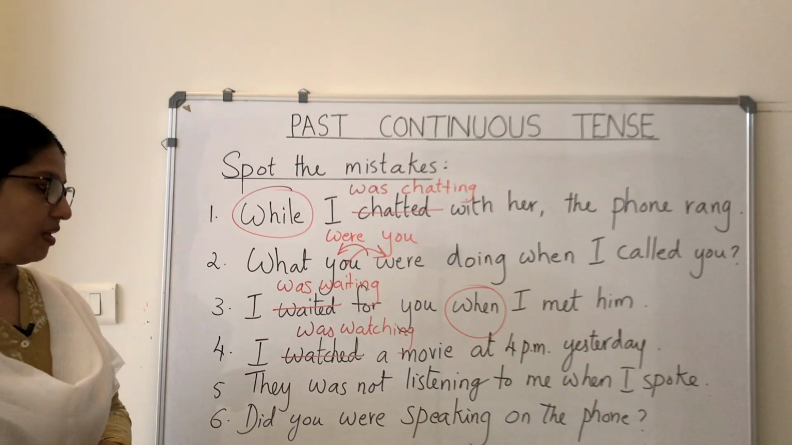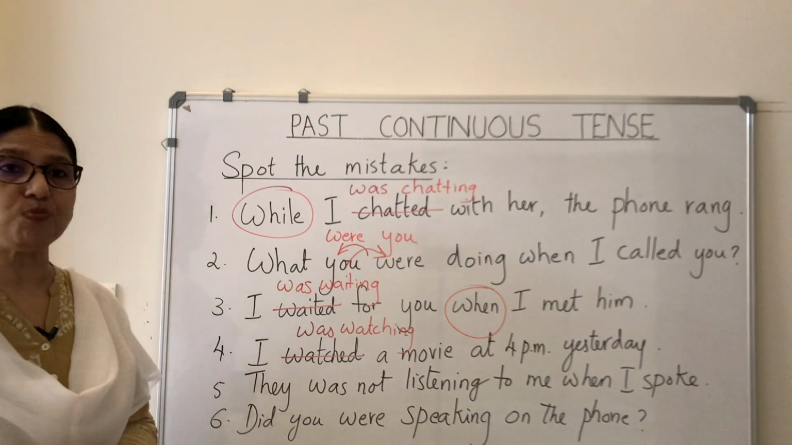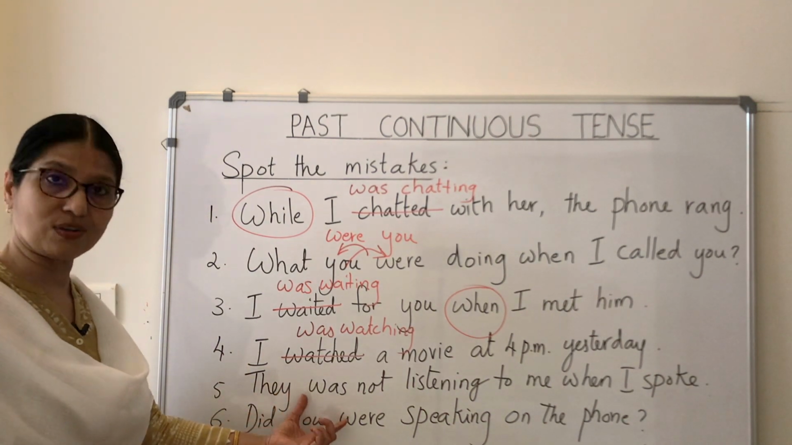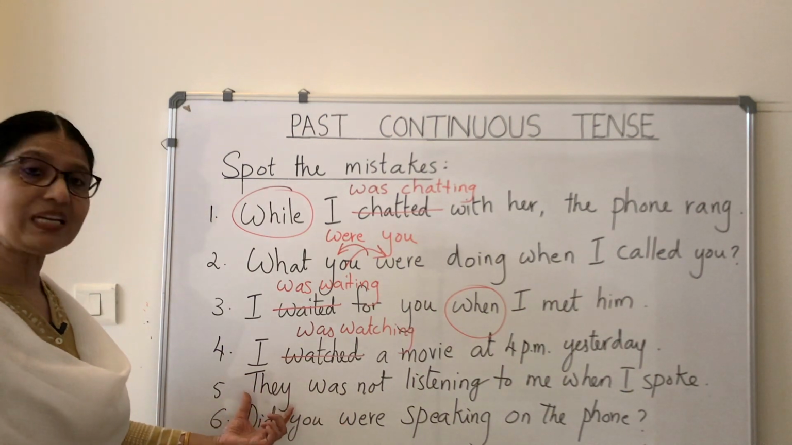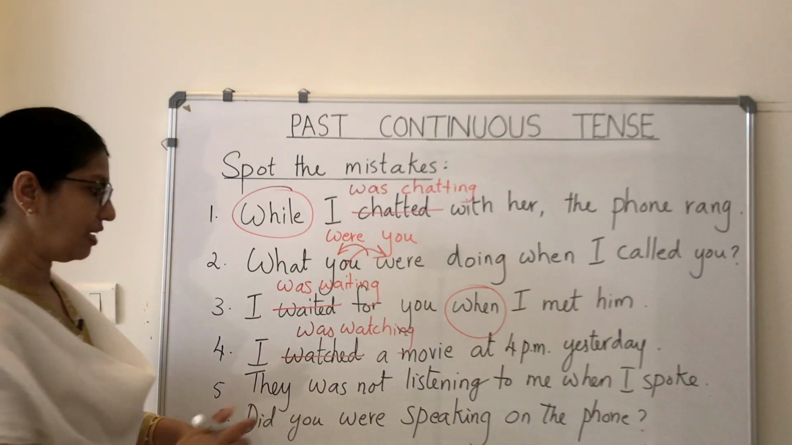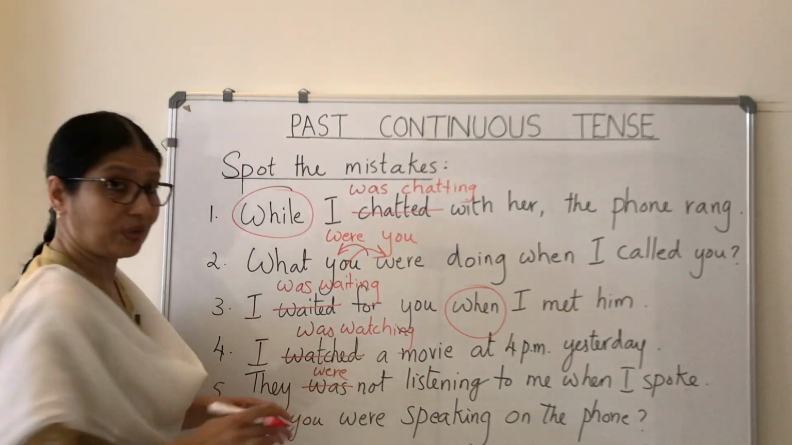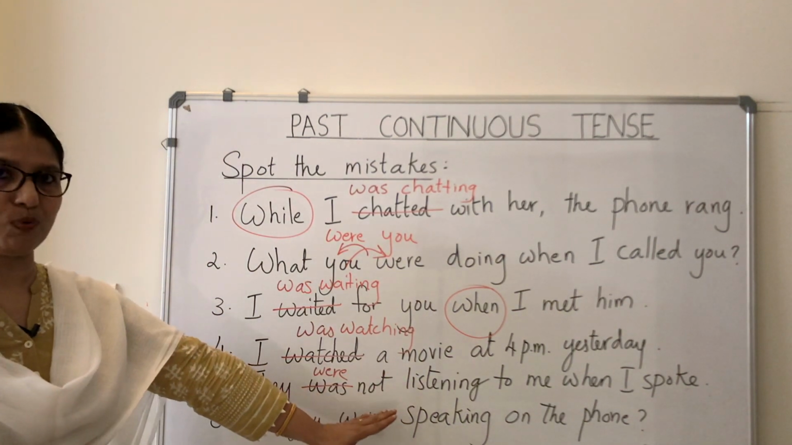Number 5, they was not listening to me when I spoke. So here you can see that something is wrong with the form. We are using it with the plural subject they. So it shouldn't be was, it should be were. They were not listening to me when I spoke.